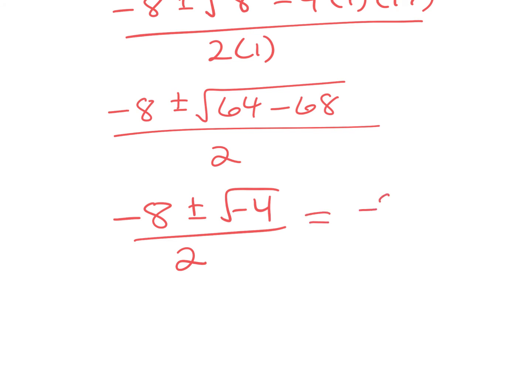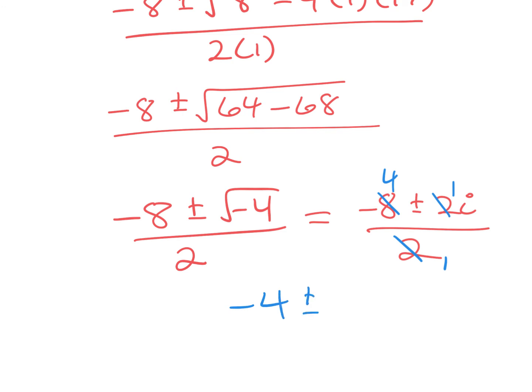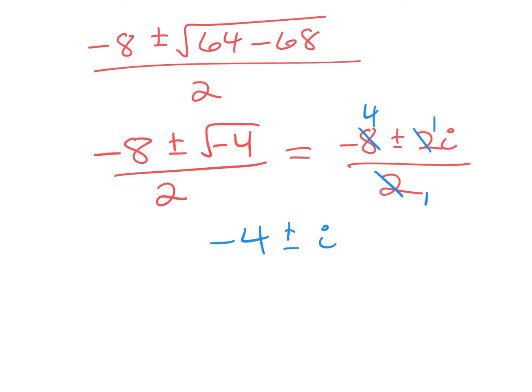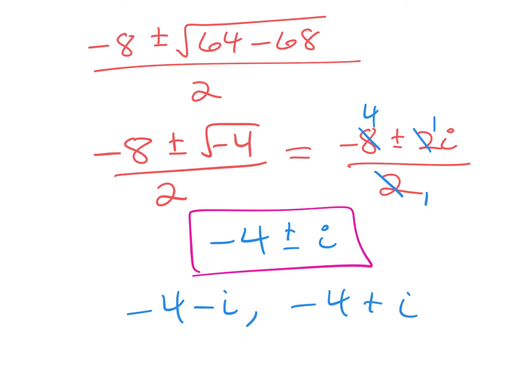So I can simplify the square root of negative 4 into plus or minus 2i over 2. And now I can simplify. 2 goes into 2 once. 2 goes into the 8 4 times. Final answer, negative 4 plus or minus i. WebAssign made you pull it apart. So negative 4 minus i, comma, negative 4 plus i. I'm okay with you leaving it just like that.